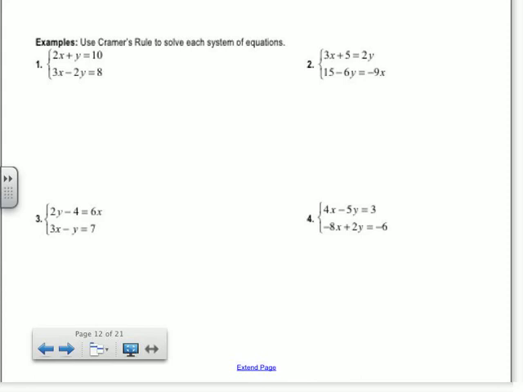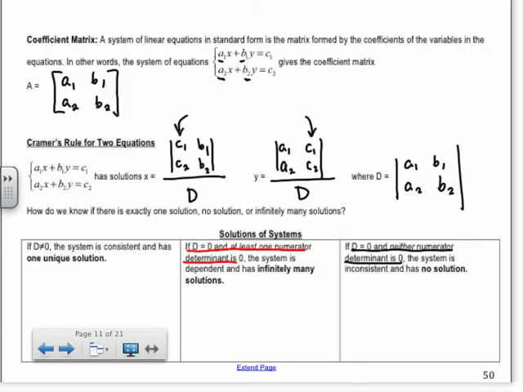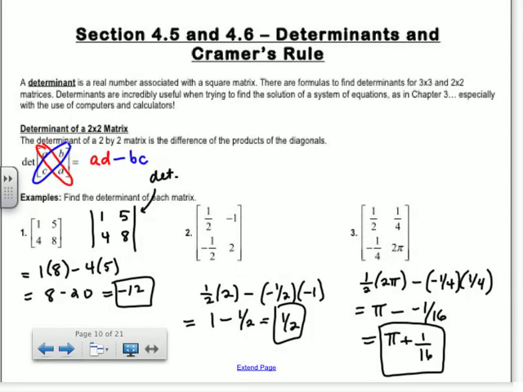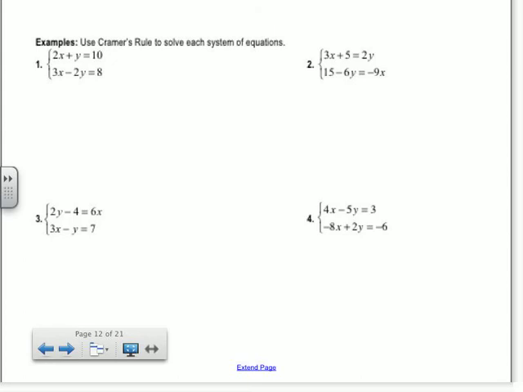Okay. I always call this whole matrix, I call it D1. And I call this whole, well, not matrix, but determinant, I call this D2. So when I'm finding the first variable x, I call it D1. When I'm finding the second variable y, I call it D2. So when I start out these problems, I'm going to find D, D1, and D2.